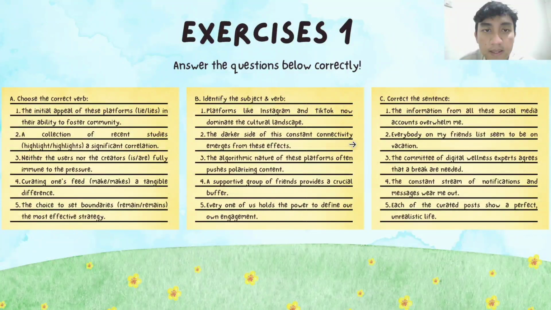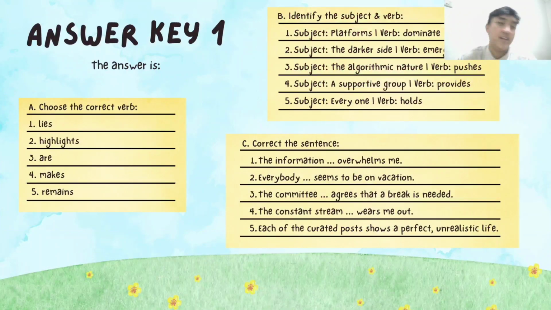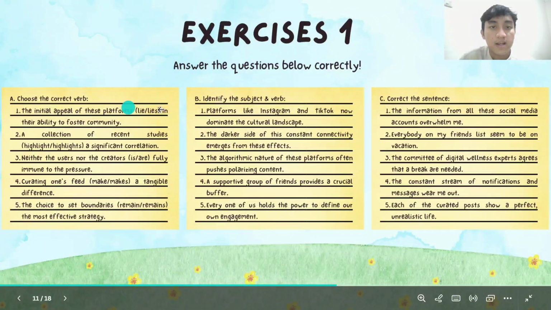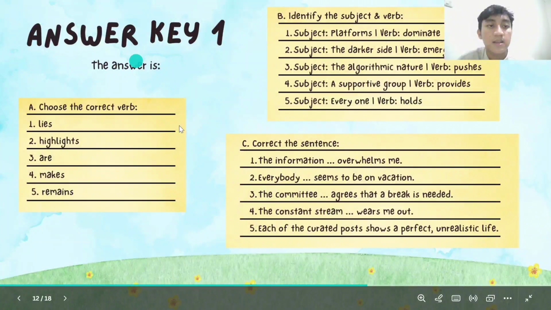Okay, next. So this is the answer key. Reading text one, the correct verb. Number one is lies. The verb is lies because the subject is the initial appeal of these platforms. Lies, highlights: in this reading text, you can see the added s in the last sentence. Like lie, you can add s to make lies; highlight, you can add s too.